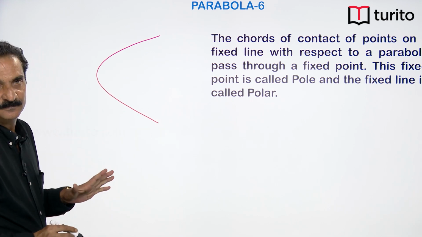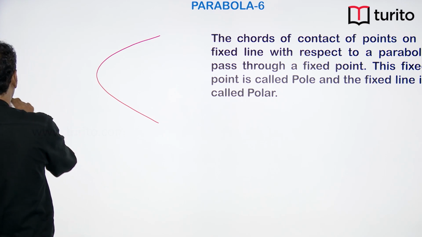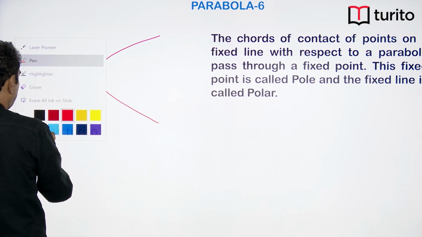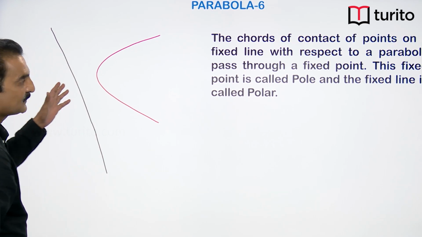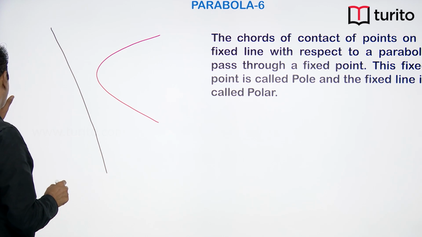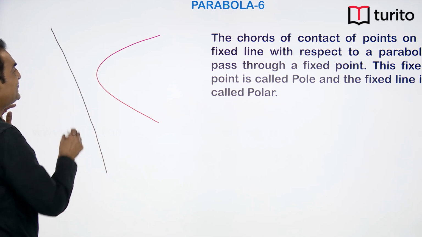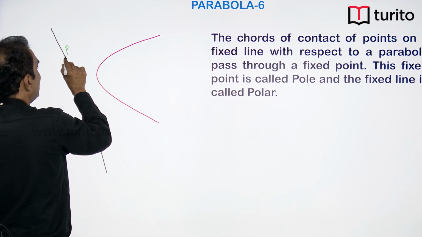Take a parabola. This is a given parabola, and take a fixed line. Parabola and a fixed line. Now, draw tangents from points on this line to the parabola.